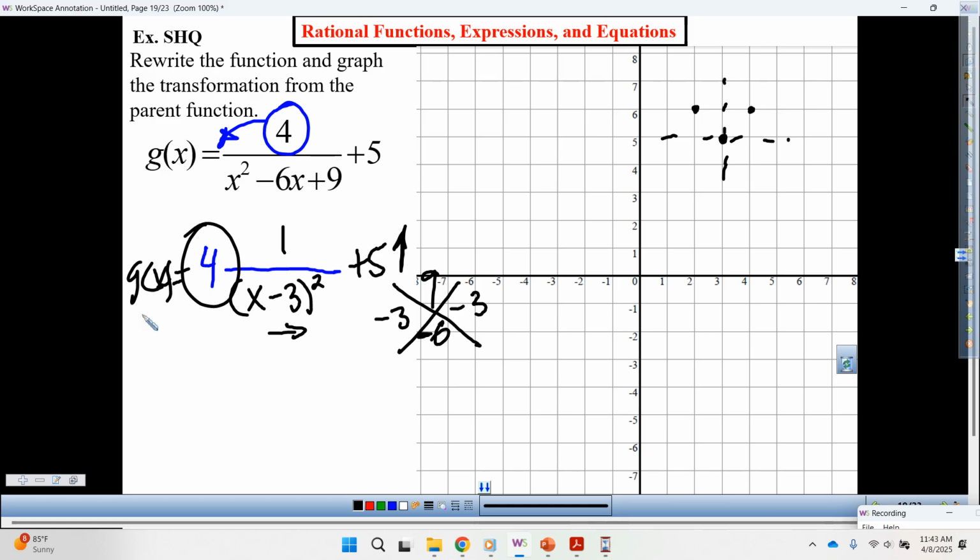However, this tells us to do what instead of 1 up for each side? We go how many up? 4. 1, 2, 3, 4. 1, 2, 3, 4. And our graph is going to be over here. Okay? We're good. Let's move on to these.